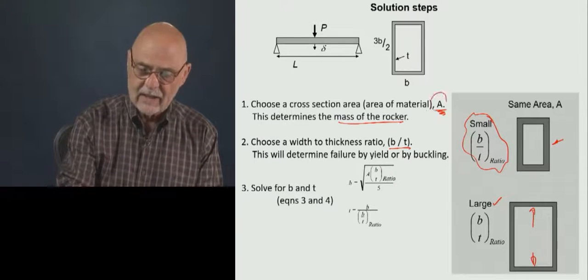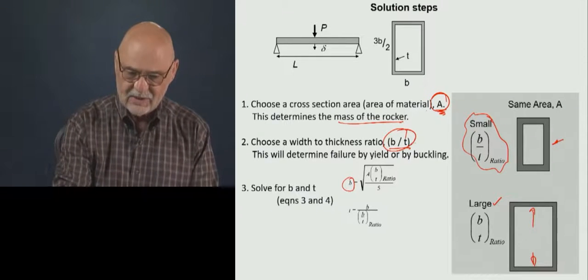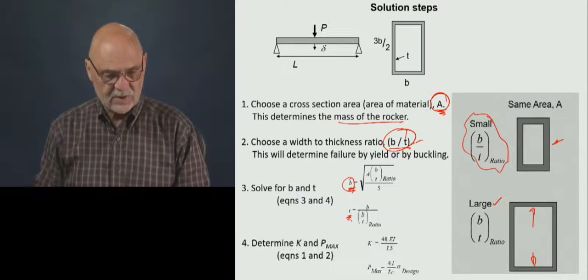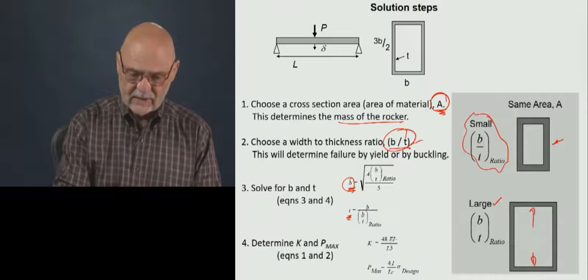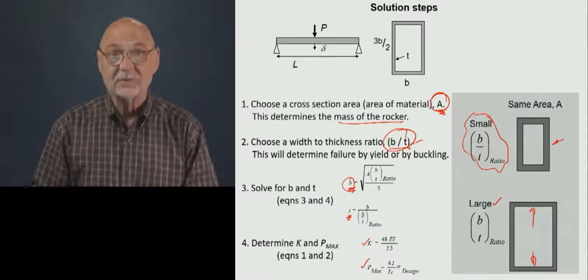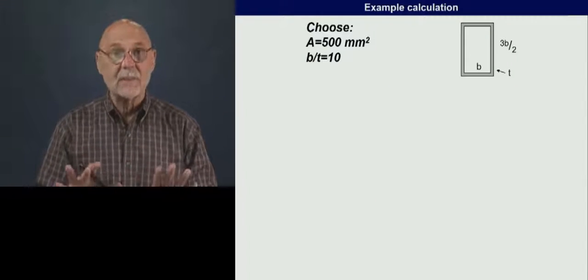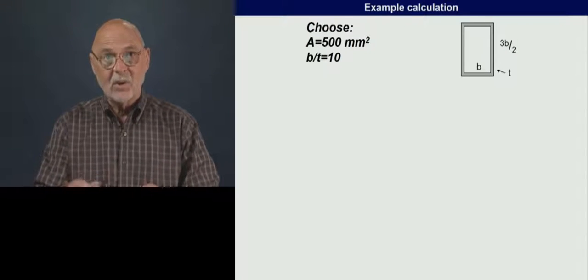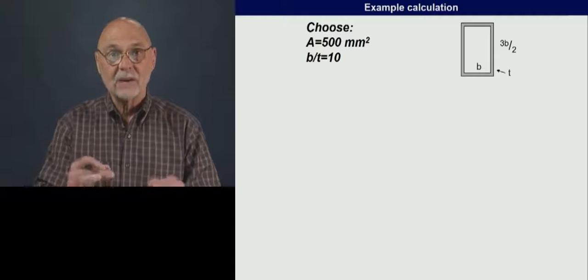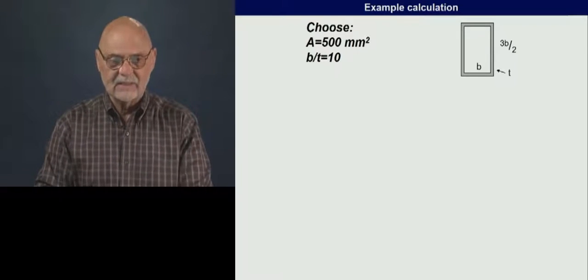So once we've selected an A and a B over T, then we can solve for B, we can solve for T by using those equations, and then we can solve these equations for the stiffness and the strength of the beam. Okay, so this is where we're heading. So just an example calculation, and then we're going to go off to a spreadsheet that actually solves this for us, so we can concentrate more on the thought process of what's happening.